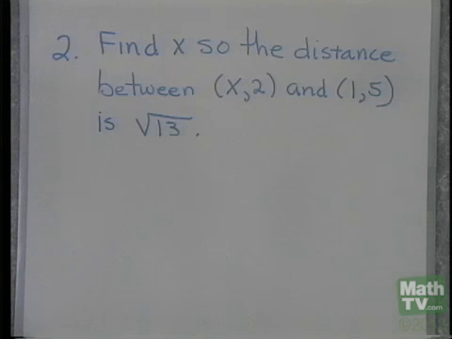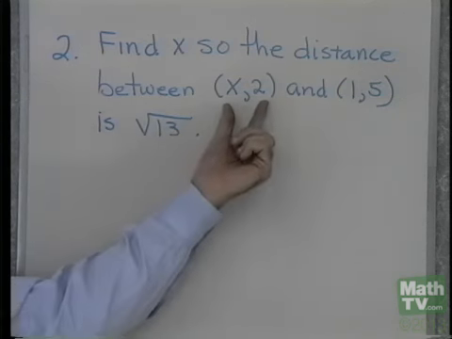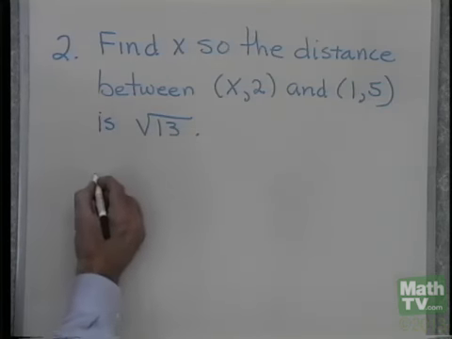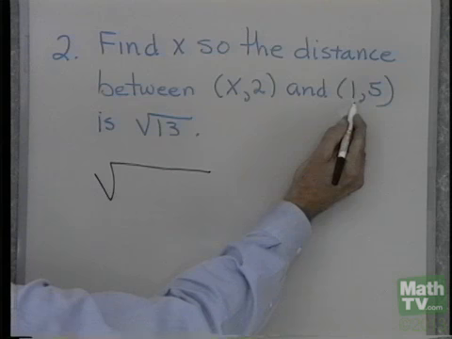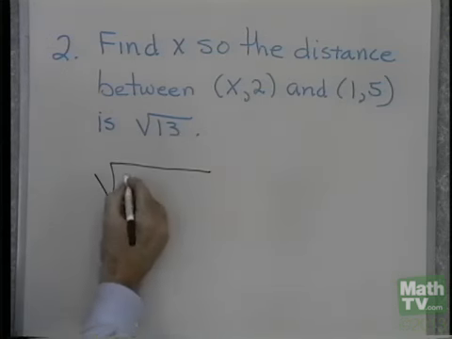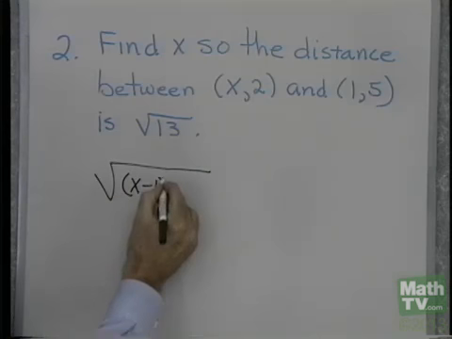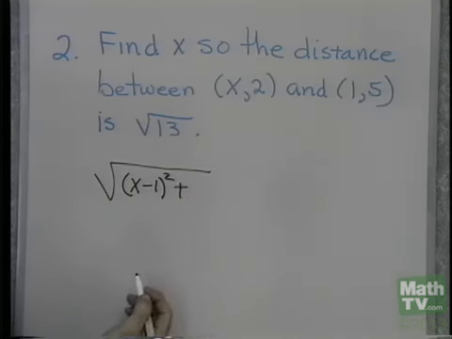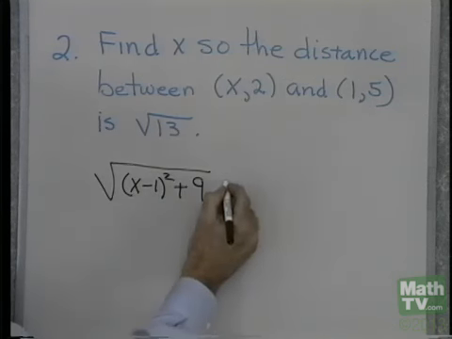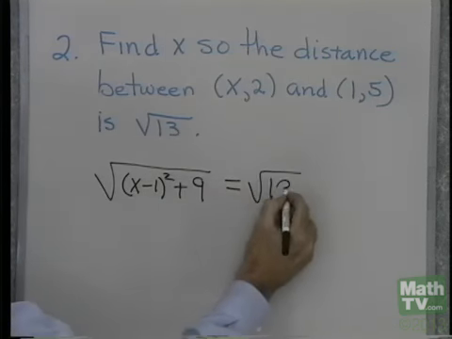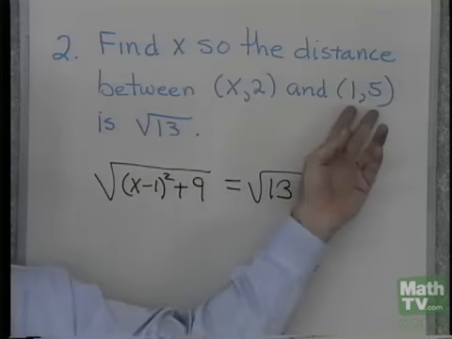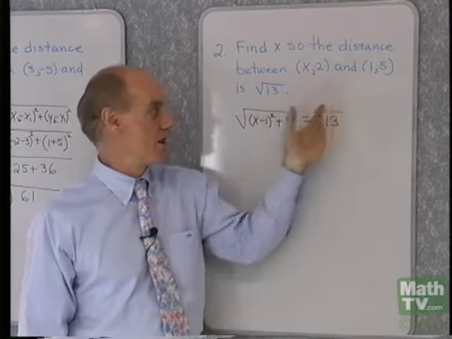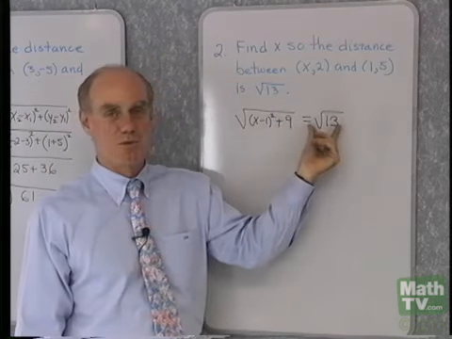For problem number 2, we want to find x so that the distance between (x, 2) and (1, 5) is square root 13. So let's use our distance formula. The distance between this point and this point will be the difference of the x-coordinates squared. So I'll take (x minus 1) squared plus the difference of the y-coordinates, 2 subtract 5 is negative 3, squared is 9. That's equal to square root 13. So I apply my distance formula to the 2 points and I get this expression. I know that's equal to square root 13.